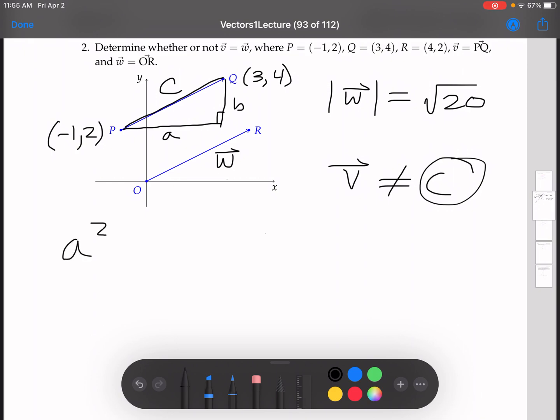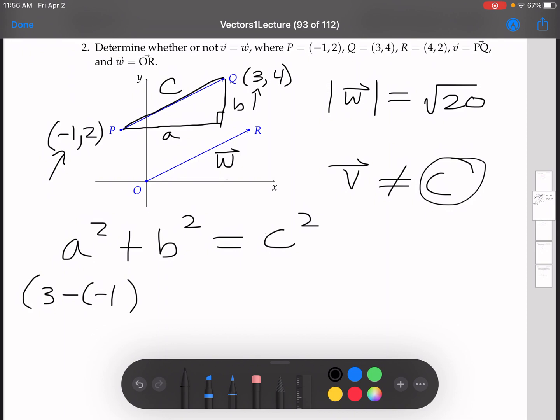and we know that a squared plus b squared equals c squared. Now how long is a there? Let's see. That's an x distance. We start at x equals -1, and we end at x equals 3. So if you start at -1 and you go over to 0, that's 1, and then 1 plus 3, that's 4. So a is going to be 4. Another way to write that is 3 minus -1. That's another way to get that distance a.